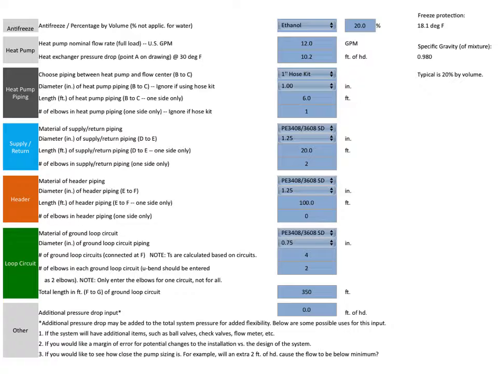We do need the length of the hose kit, and this is one side only. So we use our standard hose kit of 6 feet on each side. And then also we can ignore this last input for elbows because it already includes the 2 elbows at the heat pump if we choose a hose kit. If we were using hard piping, we would enter the exact number of elbows in the system.